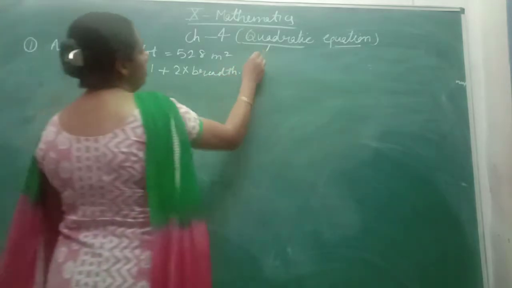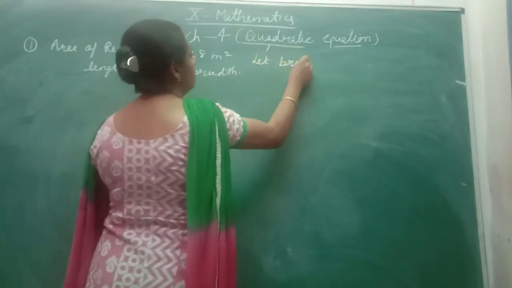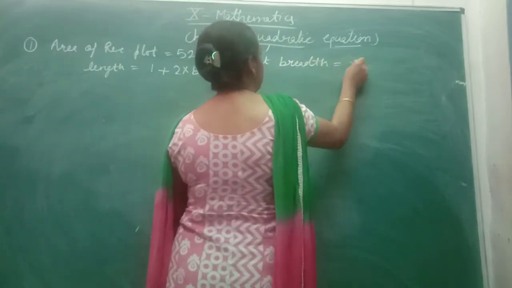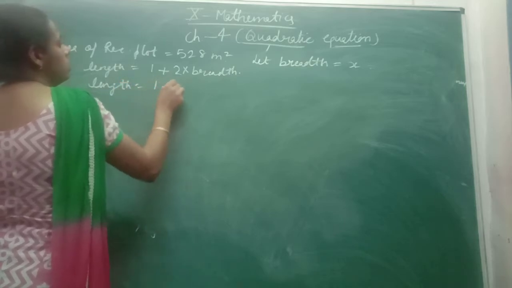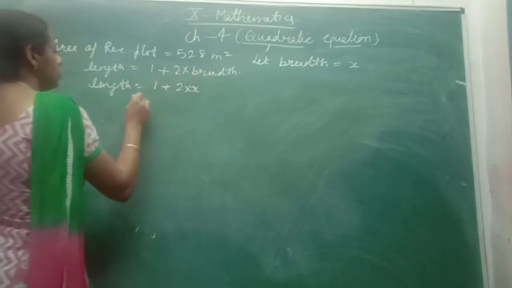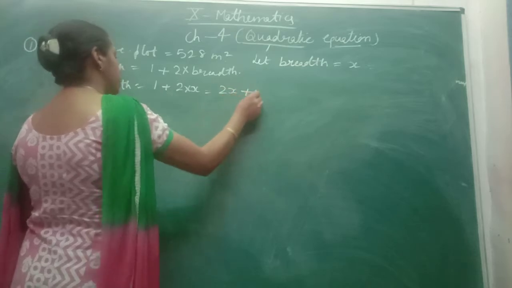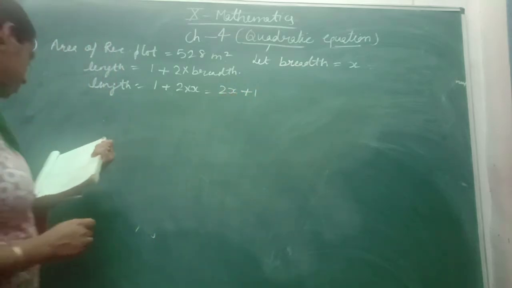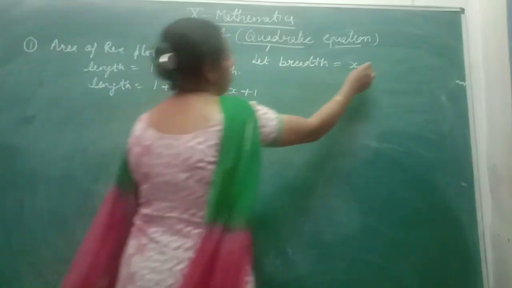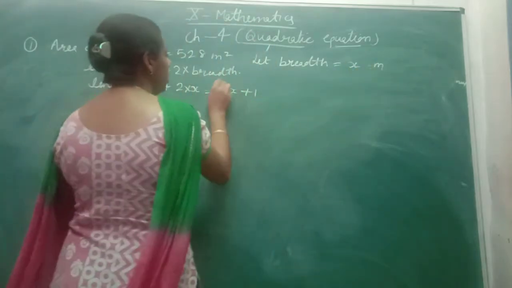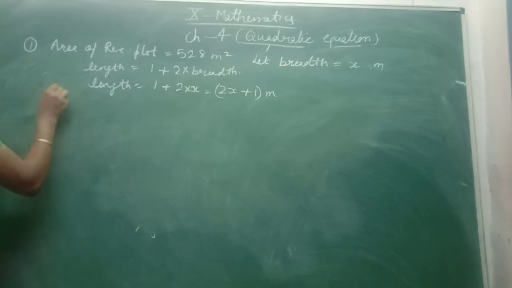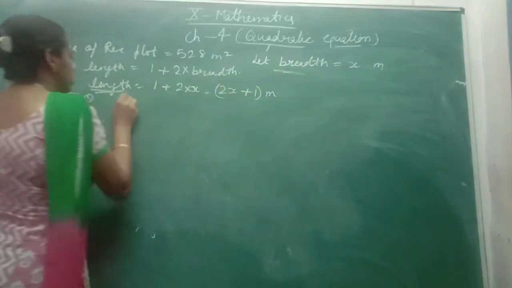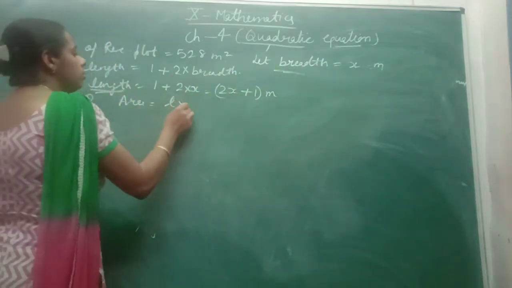So I am letting the breadth of the rectangle be x. So your length will become 1 plus 2 into x. So your length is 2x plus 1. That is in meters. Okay, since the area is in meter square, I have let here x meter, and this is also in meters. How will you get the area? As you know, according to the question, area is equal to length multiplied by breadth.